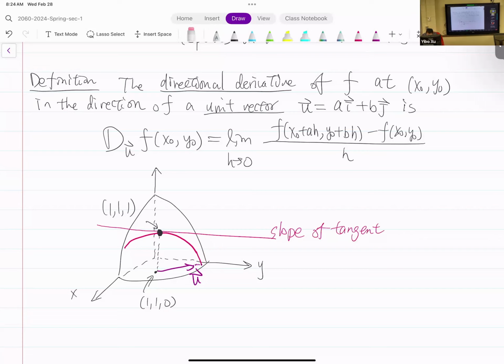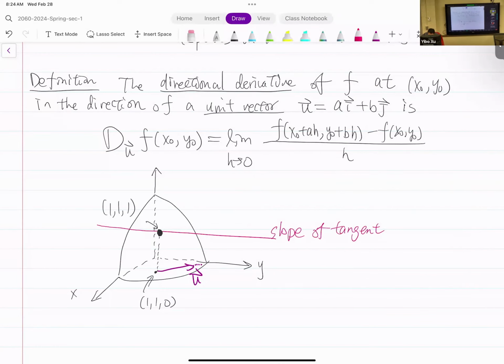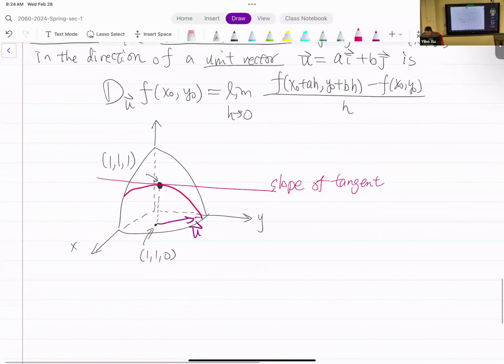Probably I want to make the curve a bit nicer so that it doesn't look so ugly. Something like this. Okay, so this looks a little bit better now. But that's the idea here. So it's again a slope of tangent. Remark.